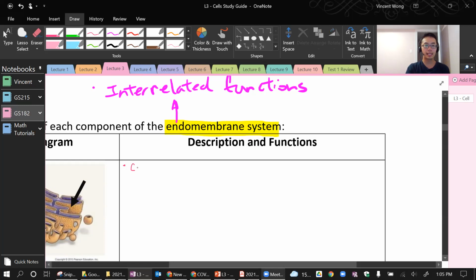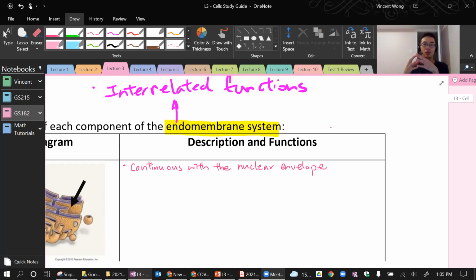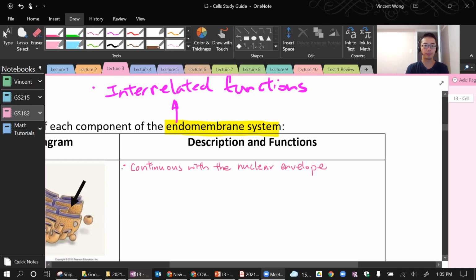And what it is, it is continuous with the nuclear envelope. Okay, so your nucleus, right, which is what you will find in all eukaryotic cells, it is in the middle of the cell usually, and it's surrounded by a membrane. That membrane is called the nuclear envelope. And that envelope will extend into the cytoplasm, forming the rough ER.